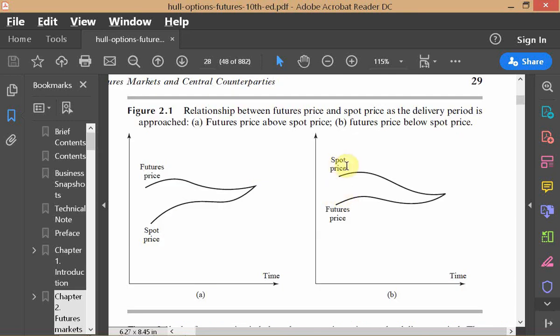The second part is the other case, which you can read on your own, but the same logic should be obvious. In case the futures is below the spot, once again you will see that the market price is below the fair value. So in this case you'll buy the market. Again the arbitrage will force the two prices to converge. In any case, you can basically lock in the profit by just waiting to get delivered. Is this clear?